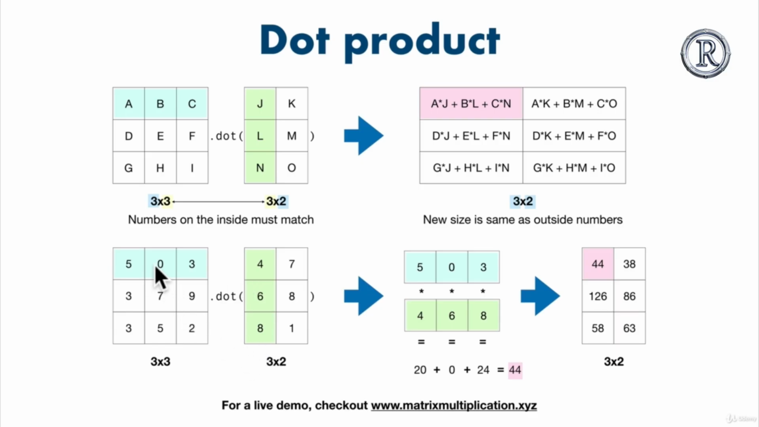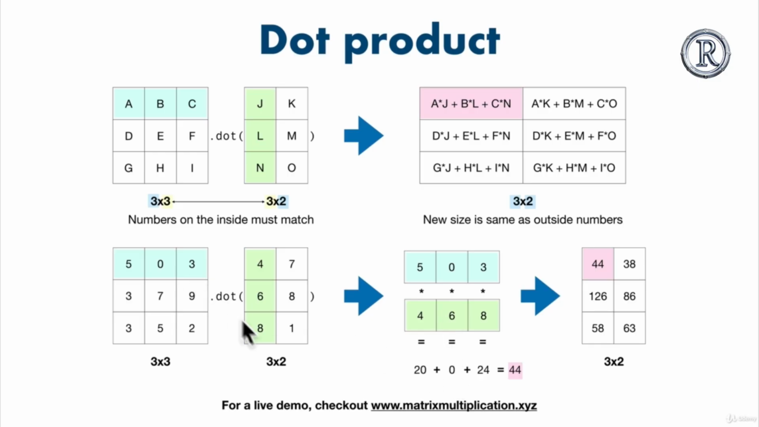We've got 5, 0, 3, 4, 6, 8, and we're calling dot between this matrix and this one. So we've got 5, it's going to come over here, be multiplied by 4. That equals 20. Yep, we've got that. 5, 4. This is A times J. Now we've got 0 times 6. This is B times L. Yep, we've got that. We're adding that up.